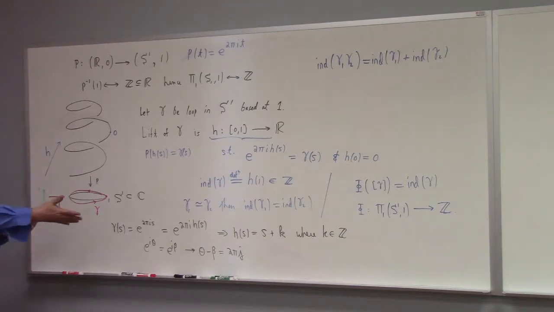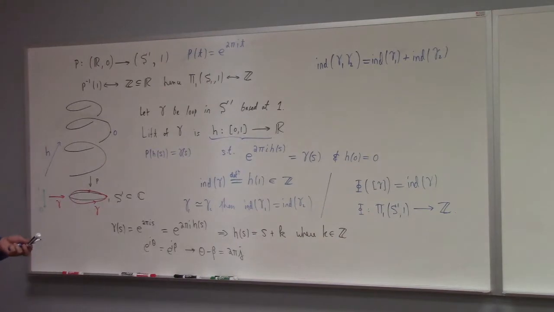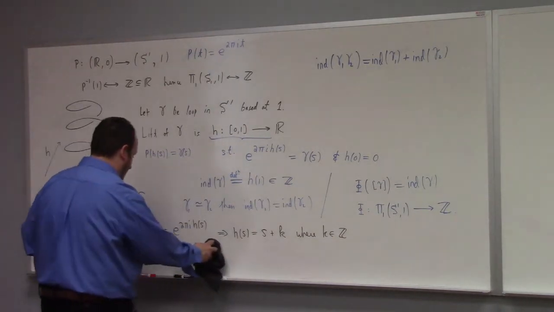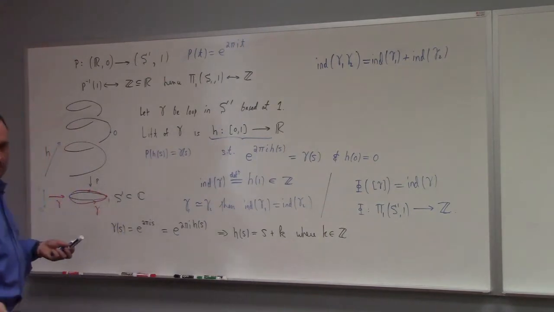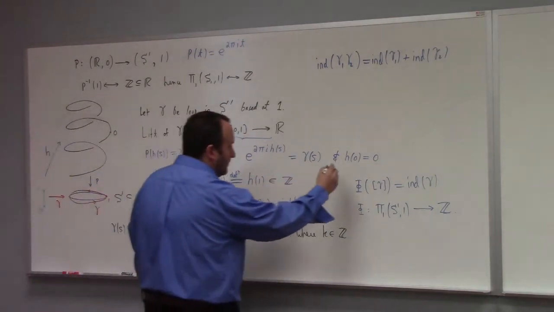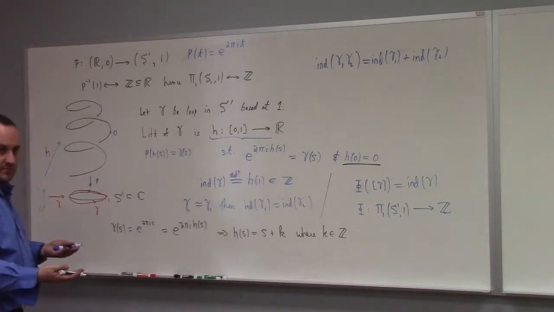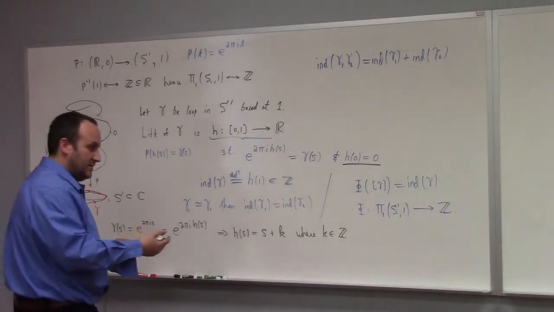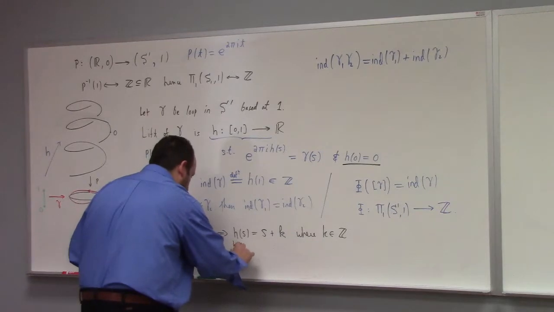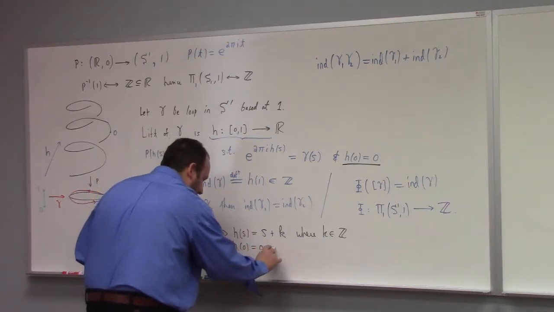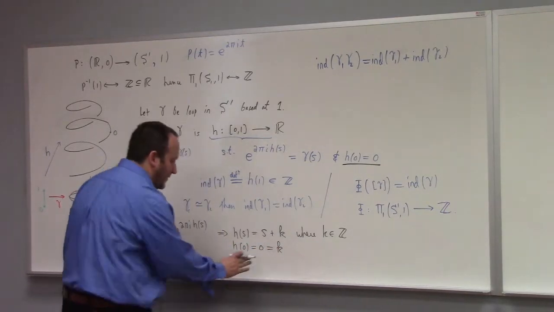So I hope that shows you that h of s is completely governed by some integer k. What is that k? What else are we told? We're told that, by definition, h of 0 is 0. So that fixes h of 0 as 0, right? I mean, 0 plus k.